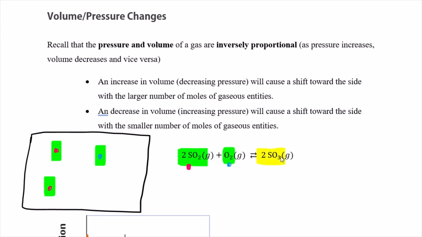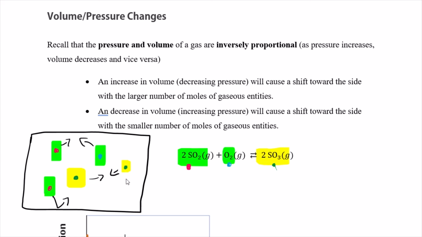And then here are my products, these sulfur trioxides. We'll do those as a green dot. Now, these things are all floating around, right? They're all gases, so they're bumping into each other. They're bumping off the walls of the container, etc.